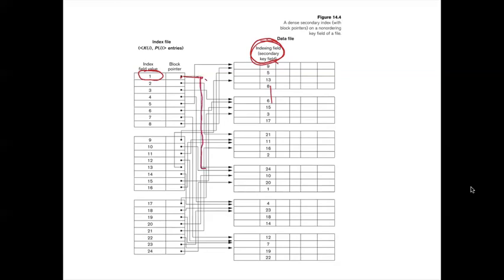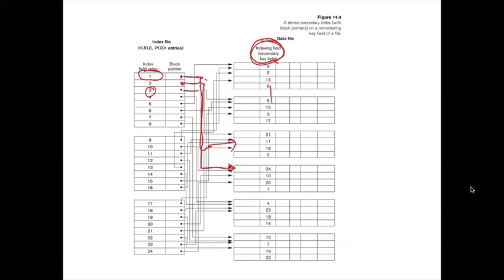If I follow this line, this is a pointer to the block where 1 is stored. This is 2, so this is a pointer to the block where 2 is stored. So 2 is stored here, so I have a pointer to this. This is 3, so this is a pointer to where 3 is stored. In this manner, we can have a dense secondary index file.